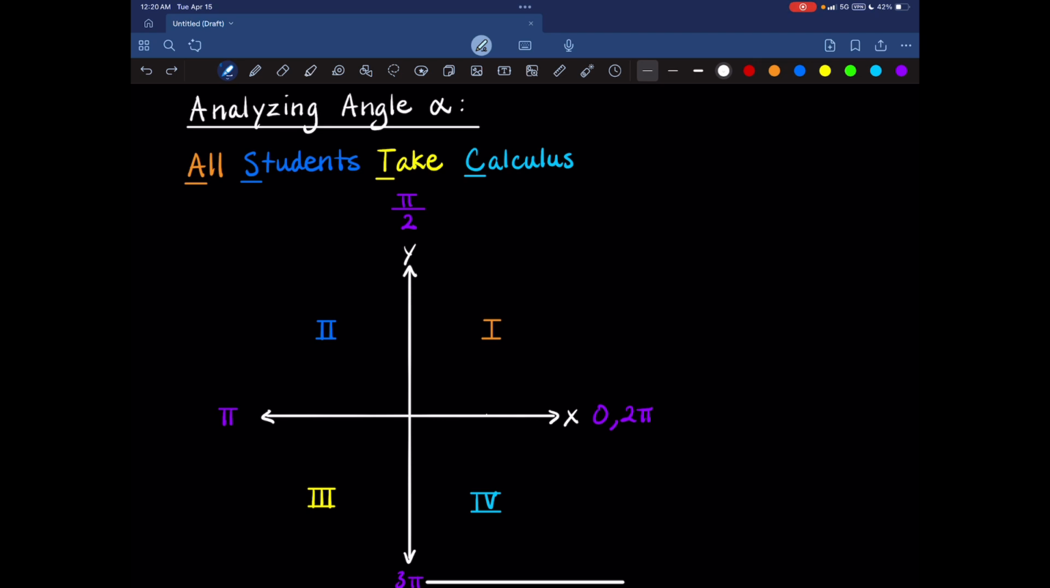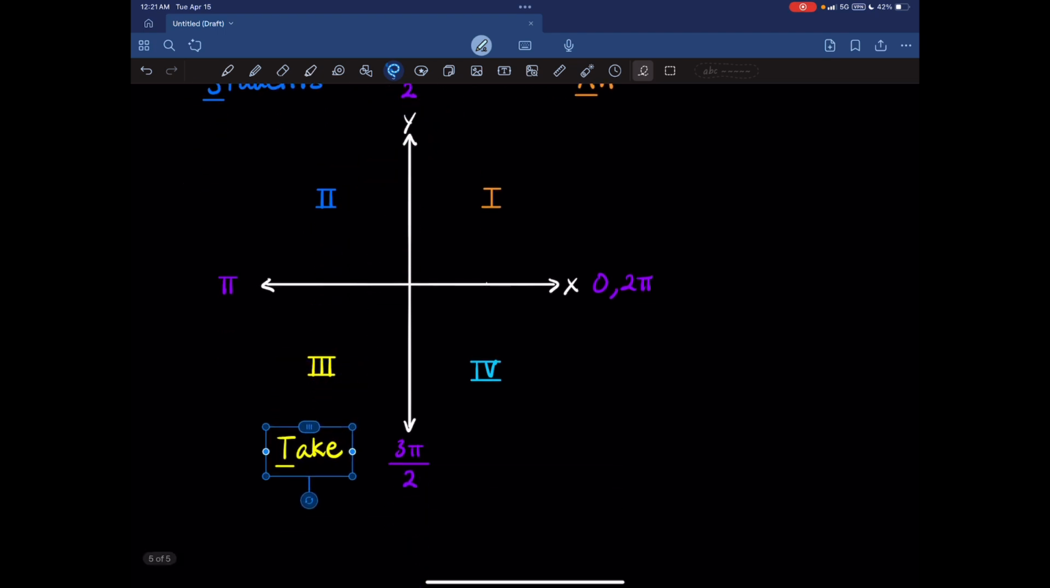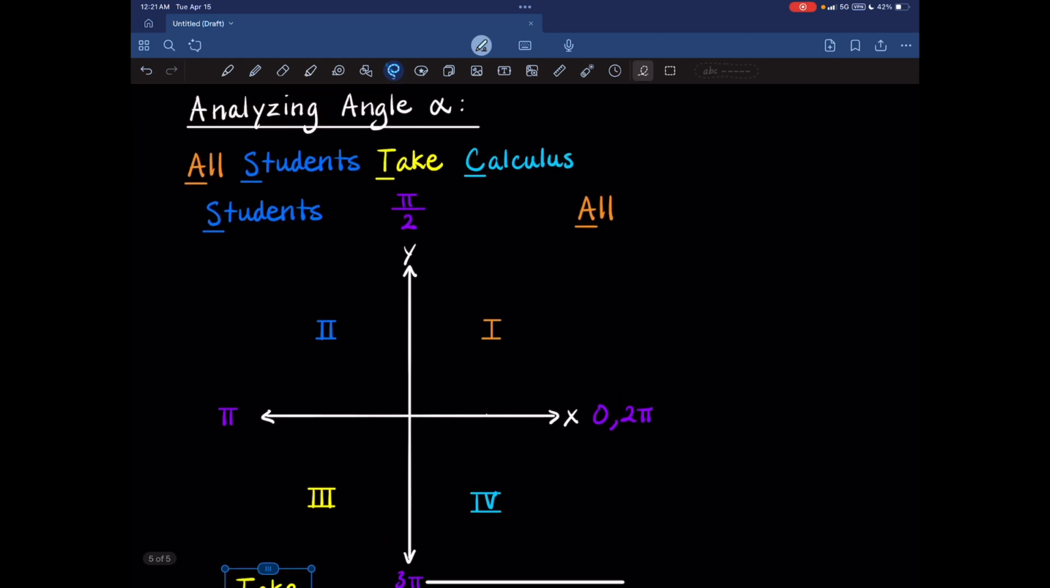Write each word in each quadrant moving in the order 1 through 4. So let's put All in quadrant 1. Let's put Students in quadrant 2. Let's put Take in quadrant 3. And let's put Calculus in quadrant 4.